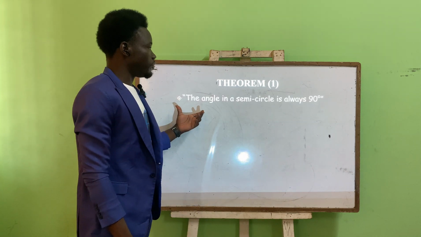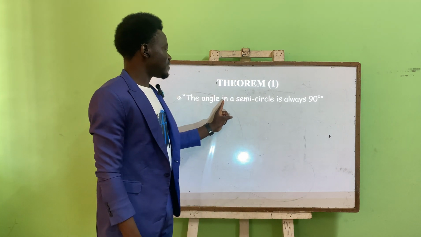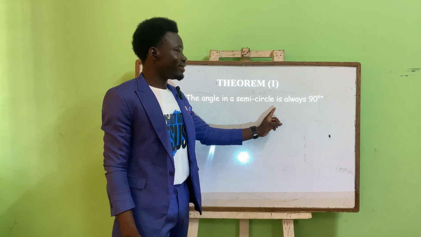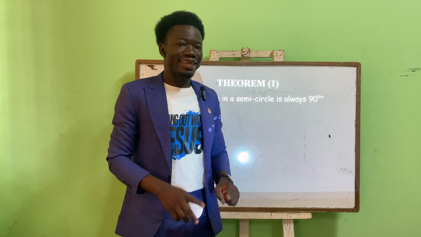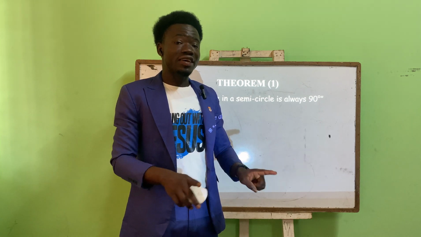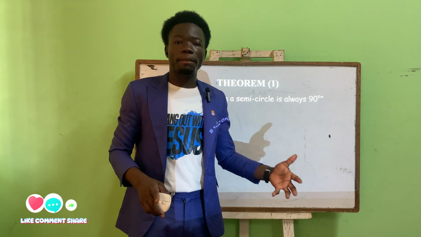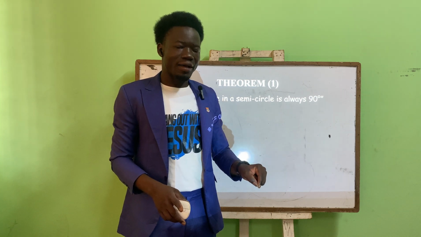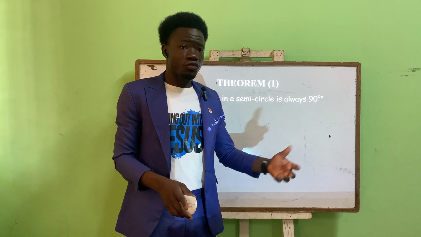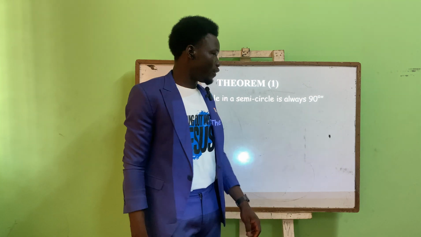So the first theorem says that the angle in a semicircle is always 90 degrees. A semicircle means that it has a diameter. The diameter divides the circle into two equal parts. So any angle that is found inside that diameter or that semicircle, to the circumference, is always 90 degrees. This is what it means.